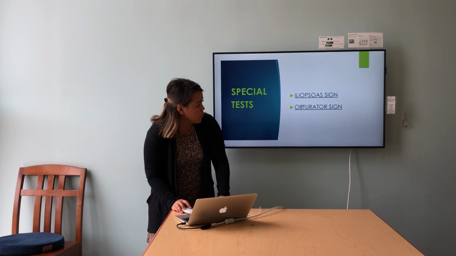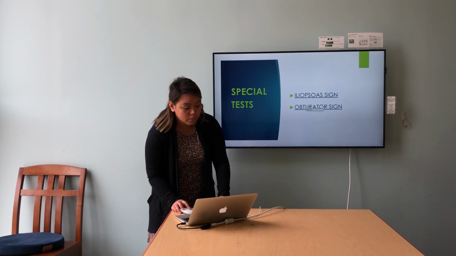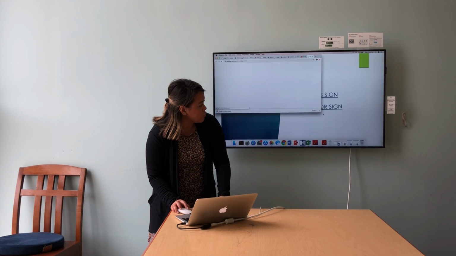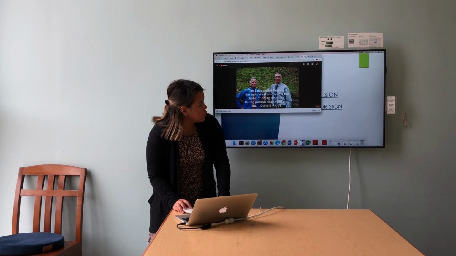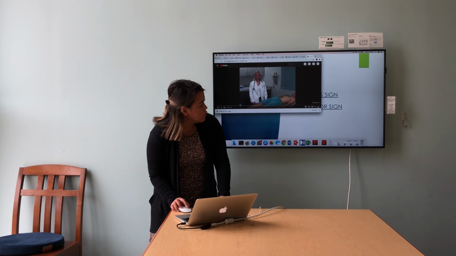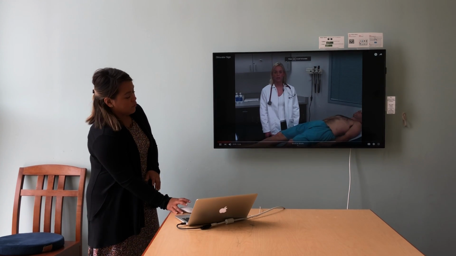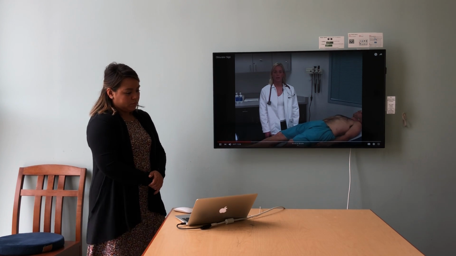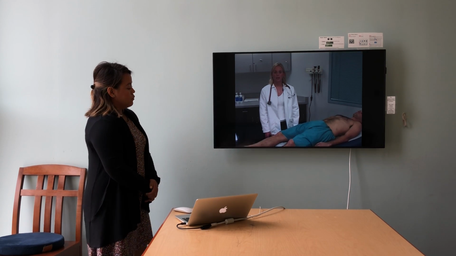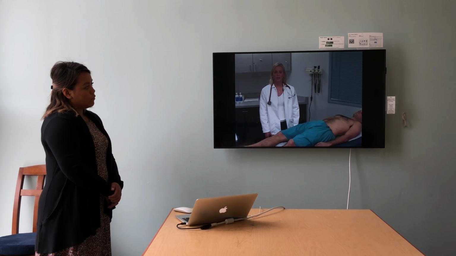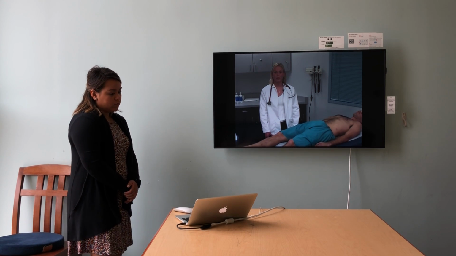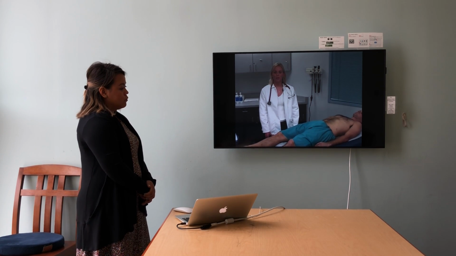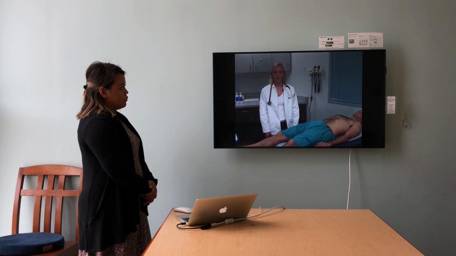Next, I'm going to show you the obturator sign, and I'll show you that with a video as well. The obturator sign is another sign of appendiceal irritation. The internal obturator muscle lies close to the appendix on the right. When this muscle is stretched in the setting of an acute appendicitis, the patient experiences increased right lower quadrant pain. To perform this test, flex the patient's leg at the hip and the knee, then internally rotate the hip. This stretches the internal obturator muscle.